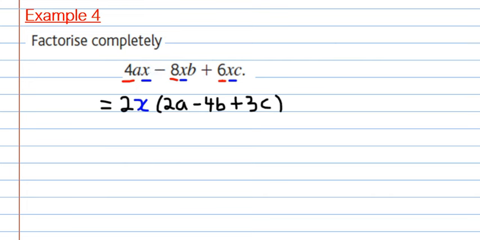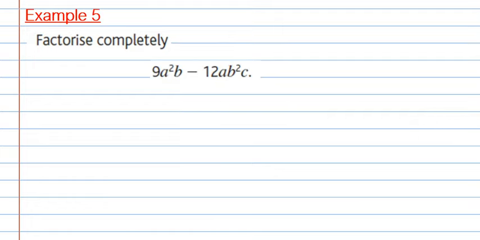Example 5. Factorize completely, just like we've been doing. We look at the numbers. So the numbers are 9 and 12. What is the highest common factor of 9 and 12? What is the highest number that can go into 9 and 12? I make it 3. So 3 is the highest common number.